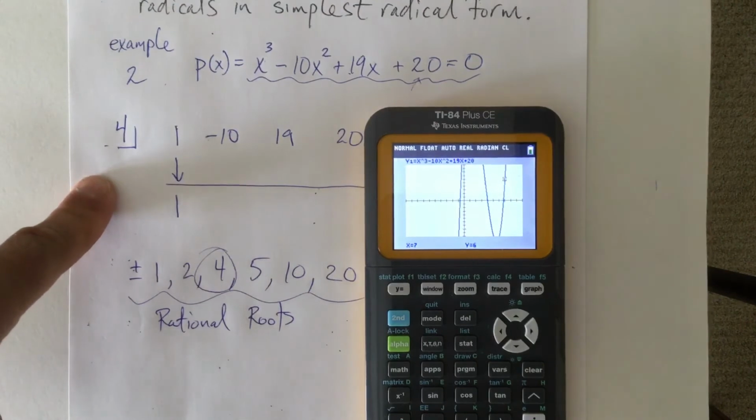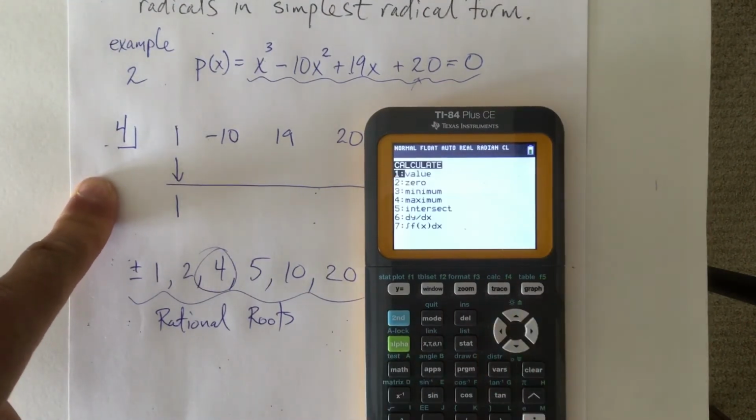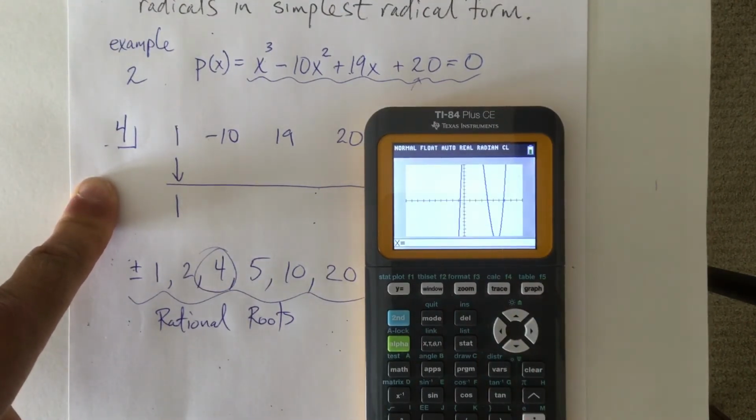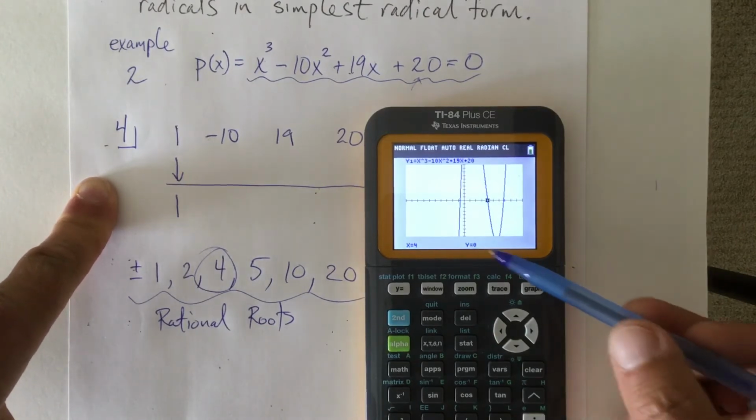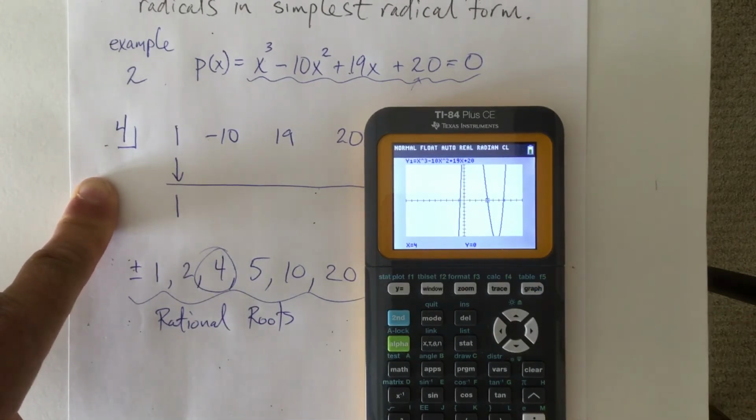Before I do that, I could verify that it's correct. I go second, calculate the value at 4. And what does it tell me? It says, you found me, baby. So I go, okay, good.